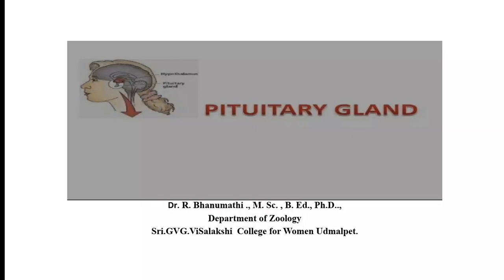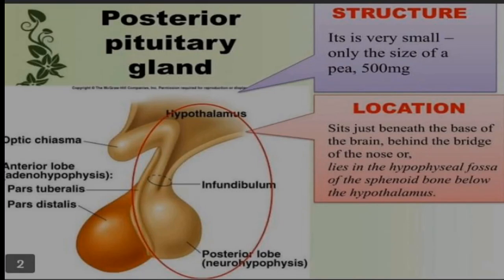Pituitary gland. It has a posterior pituitary gland and an anterior pituitary gland. The structure is very small, only about 500 milligrams. The pituitary gland is located just beneath the base of the brain, behind the bridge of the nose, and lies in the hypophyseal fossa of the sphenoid bone, below the hypothalamus.